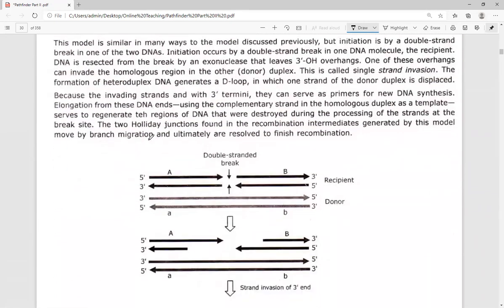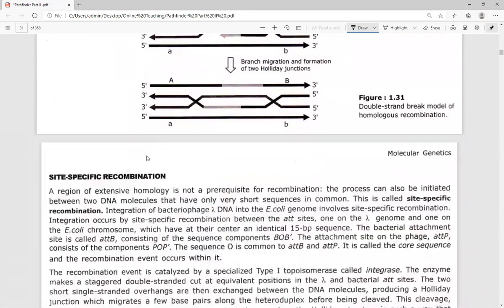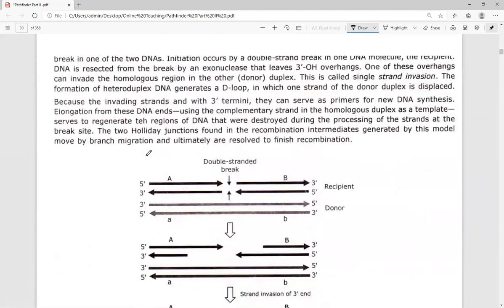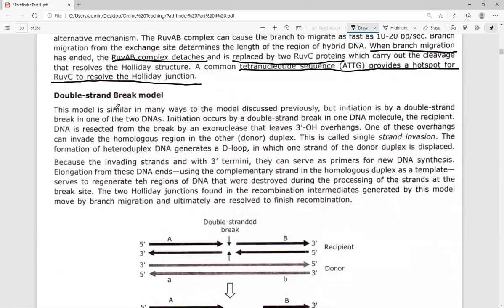Double-stranded break model. Now, what is this double-stranded break model? This is another type of DNA recombination model, which explains how DNA which has undergone a particular break could be effectively repaired, and in what manner the repairing of the DNA molecule can take place.